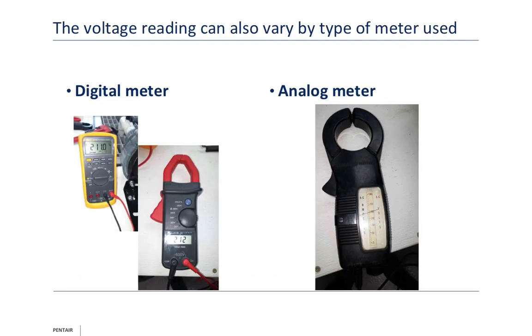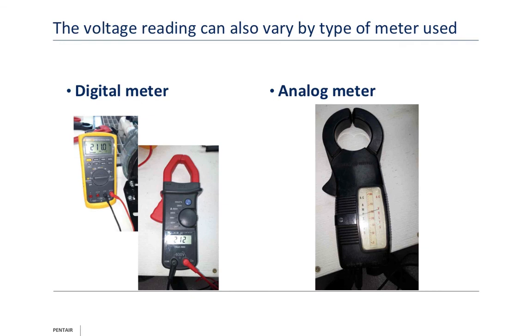Voltage readings can also vary. Don't be surprised. On the left there, I have two Fluke meters. One's the 87.3, which is reading 211. The other one's the clamp-on, which is reading 212. Am I really concerned for my pump that it's reading differently? My pump does not know the difference of 1 volt. Okay, so there I'm not overly concerned.